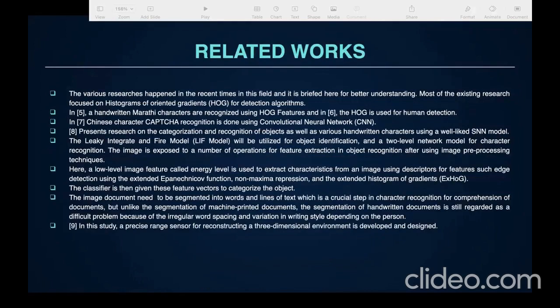Related works. Most of the existing research focuses on the histogram of orientation gradient (HOG) detection algorithm. In the fifth paper, handwritten Marathi characters are recognized using the HOG feature, and in the sixth paper, HOG is used for human recognition. In the seventh article, the CAPTCHA recognition of Chinese characters is done using a CNN, and the eighth paper presents research on classification and recognition of objects and various handwritten characters using general SNN models.